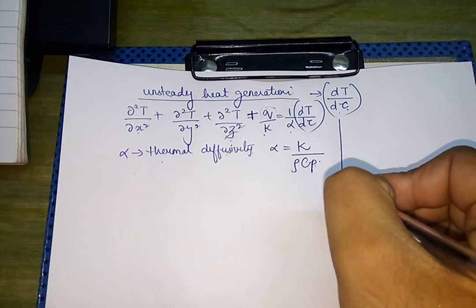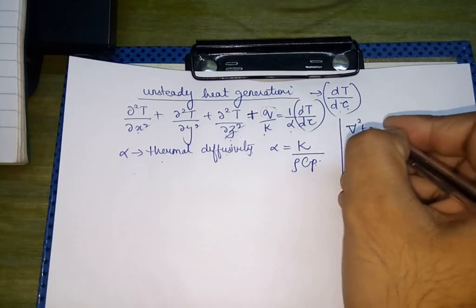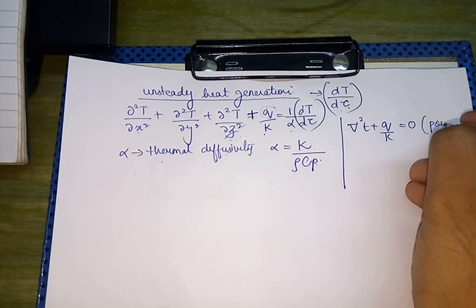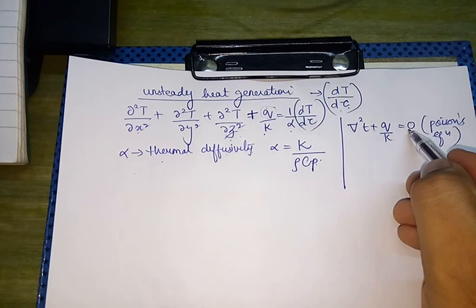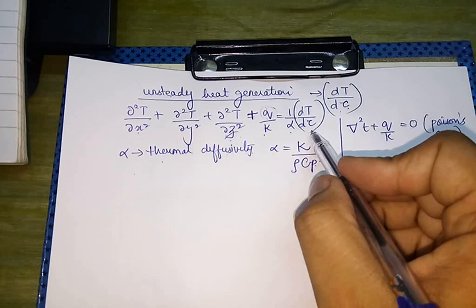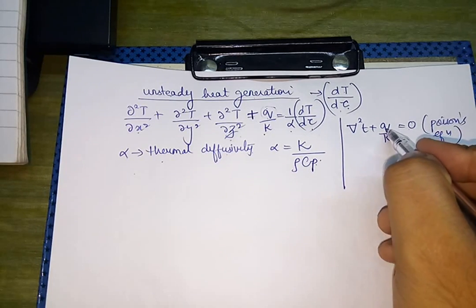Now if we talk about Poisson's equation, it will be nabla square T plus Q upon K equals 0. This is the Poisson's equation. This part being 0 means there is no change of temperature with time. And Q is the amount of heat which is being internally generated.